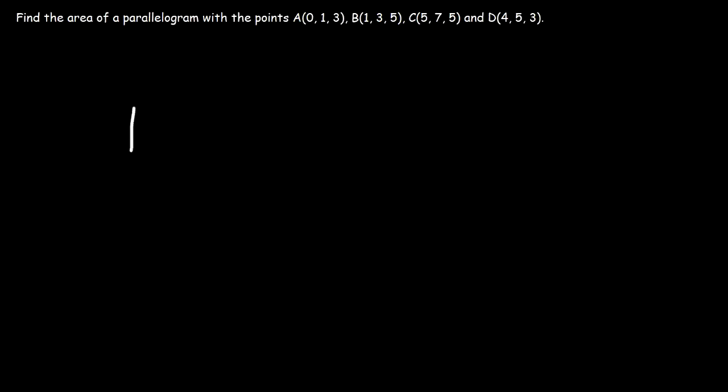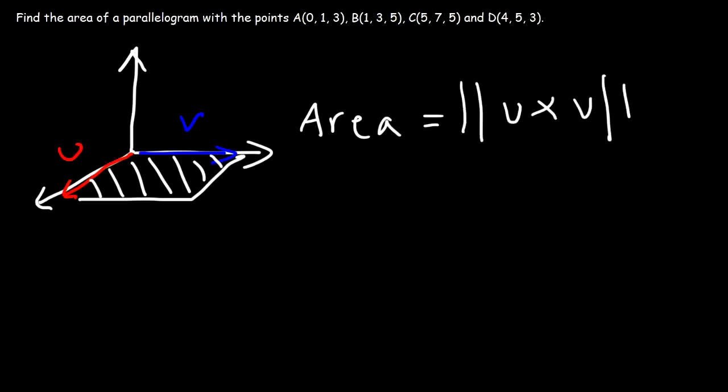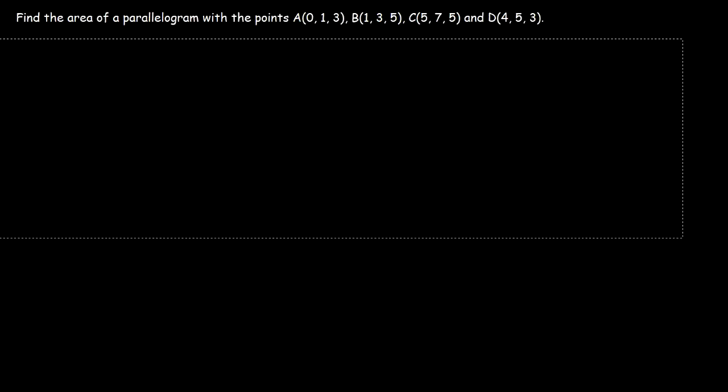Now let me give you a basic idea of what we need to do. So let's say we have two vectors, vector u and vector v. These two vectors can be used to form a parallelogram. And our goal is to find the area of the parallelogram formed by the two vectors. And here's the formula that we need to use. The area is going to be the magnitude of the cross product of those two vectors. So let's use that formula in this example.